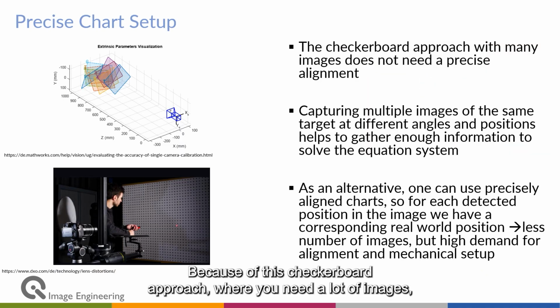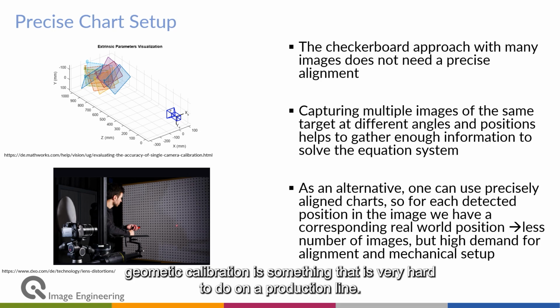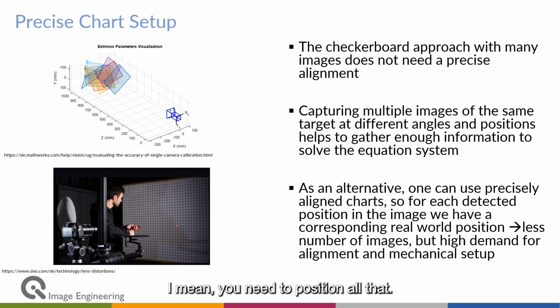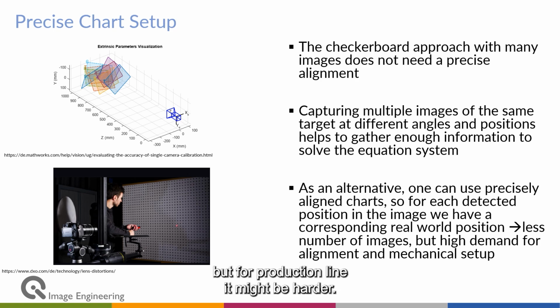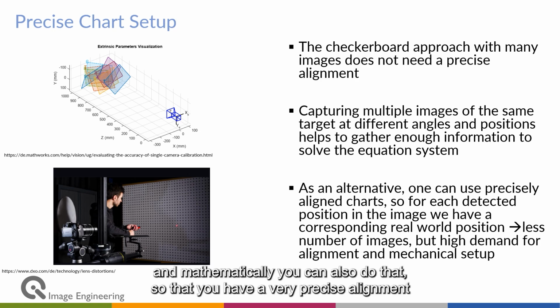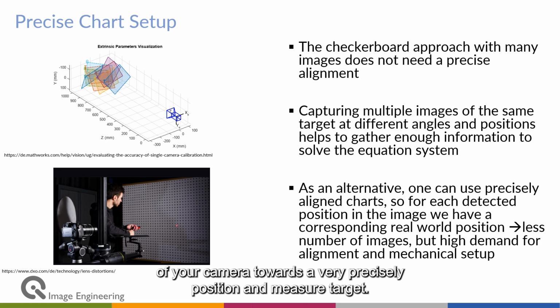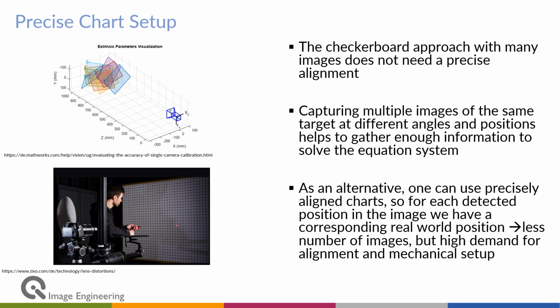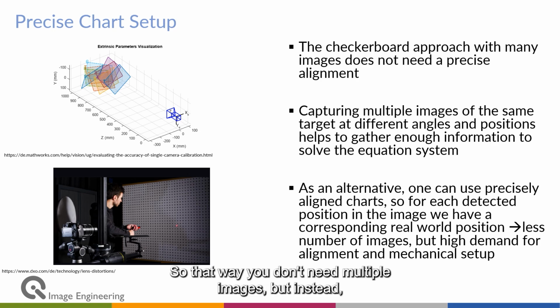Another approach is, because this checkerboard approach where you need a lot of images is very hard to do on a production line. I mean, you need to position all that, so that's maybe for the lab, but for a production line it might be harder, or you don't want to capture multiple images. So there are approaches, and mathematically you can also do that, so that you have a very precise alignment of your camera towards a very precisely positioned and measured target. That way you don't need multiple images.